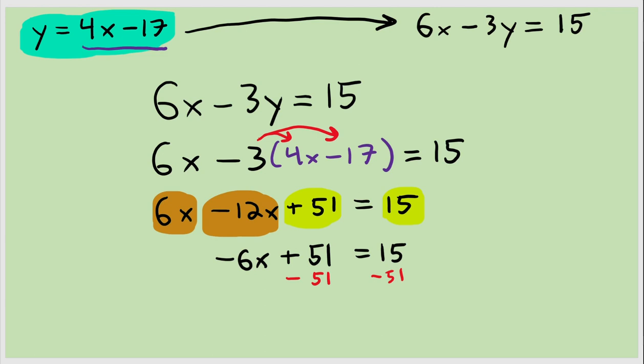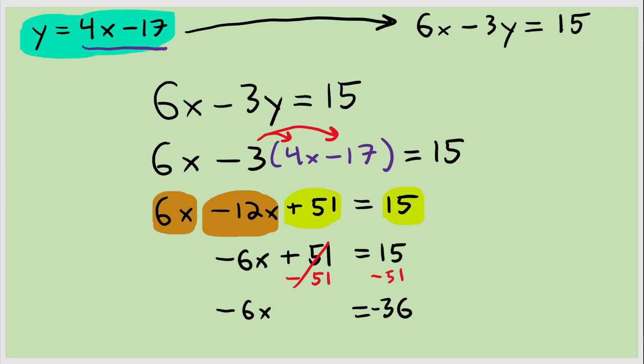So on the left-hand side, you're going to cancel out the 51 and the minus 51. I'm left with minus 6x equals 15 minus 51. Yes, I just double checked my work to make sure I was right. And your answer is negative 36. Okay, so now you know that negative 6x equals negative 36.